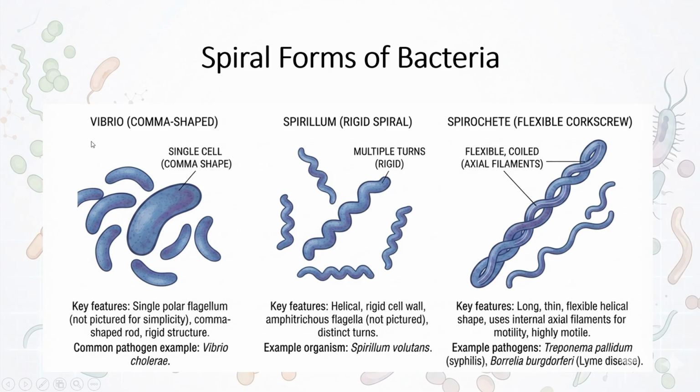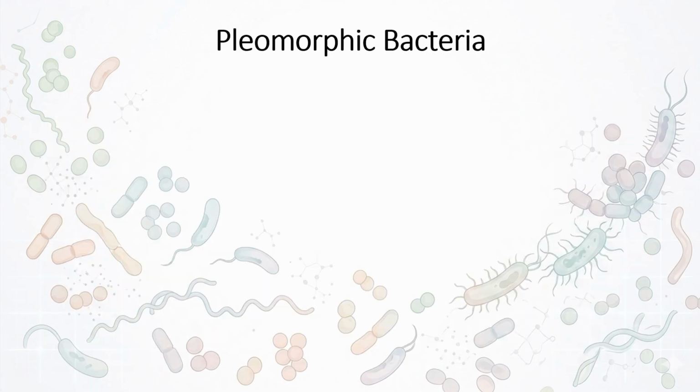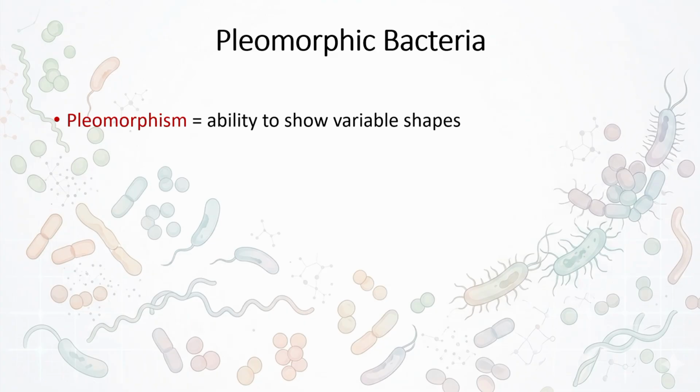As you can see here, the examples given are: for vibrio it is Vibrio cholerae, for spirillum it is Spirillum volutans, and in the case of spirochete it is Treponema pallidum, which causes syphilis. Now let's go to the next type of bacteria, which is pleomorphic bacteria.